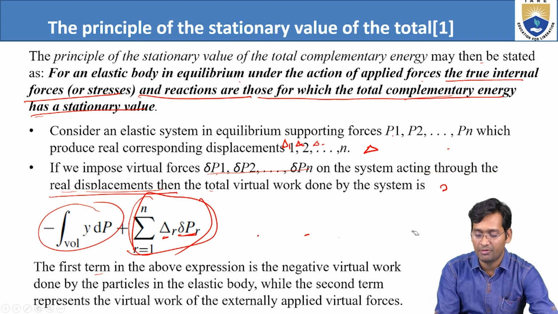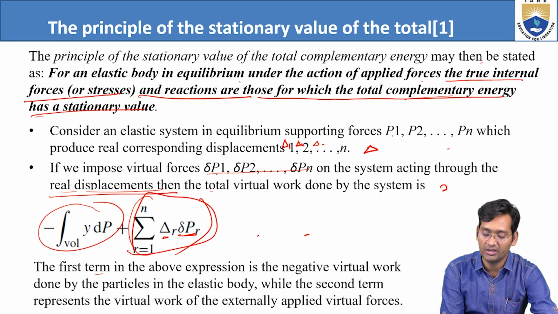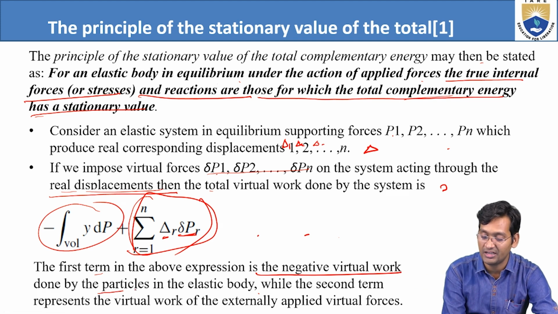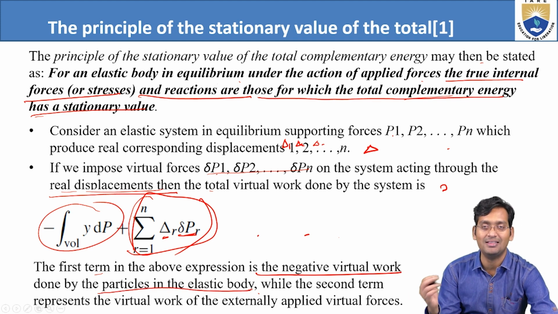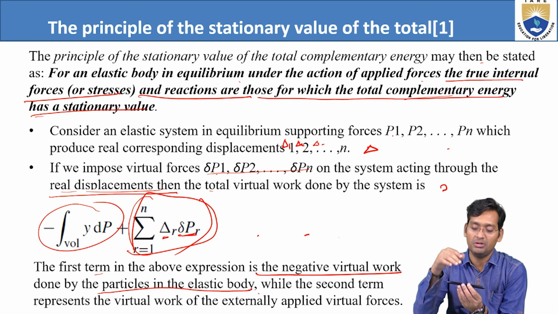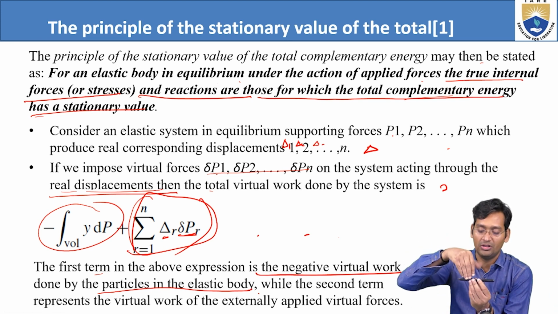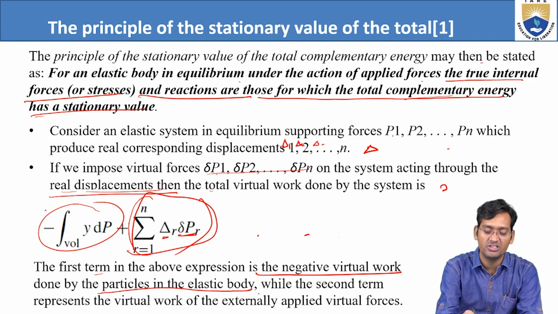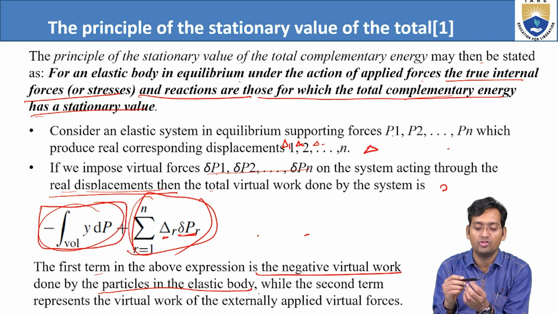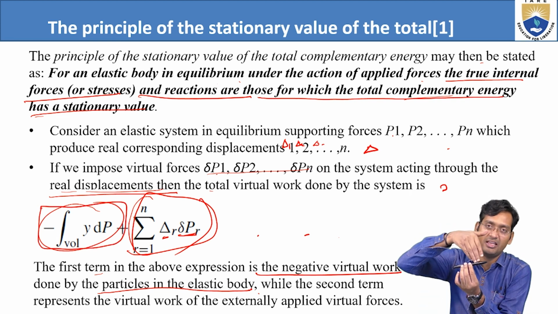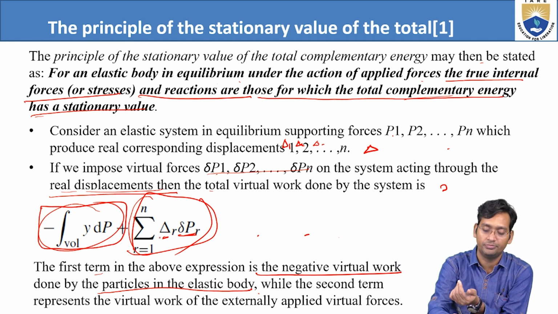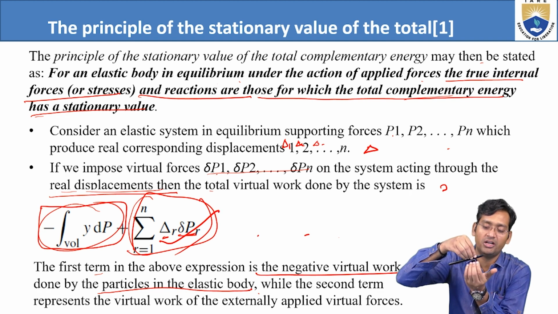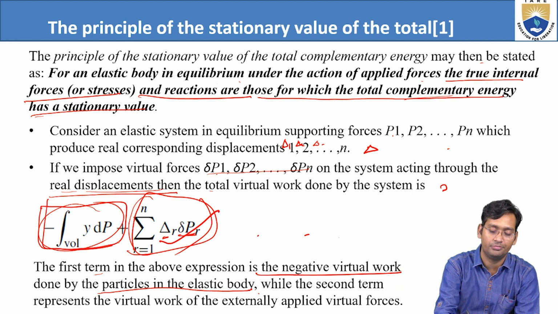Now, the first term in the above expression is the negative virtual work done by the particles in the elastic body. So whatever particles are inside, they are doing the virtual work to keep the body in equilibrium. We are applying this force, and whatever the internal particles apply will definitely be opposite to that. So this first term is due to the internal particles, because of which the body is in equilibrium even after applying the load. To resist the load and keep equilibrium, whatever the internal force is acting, that is this term.